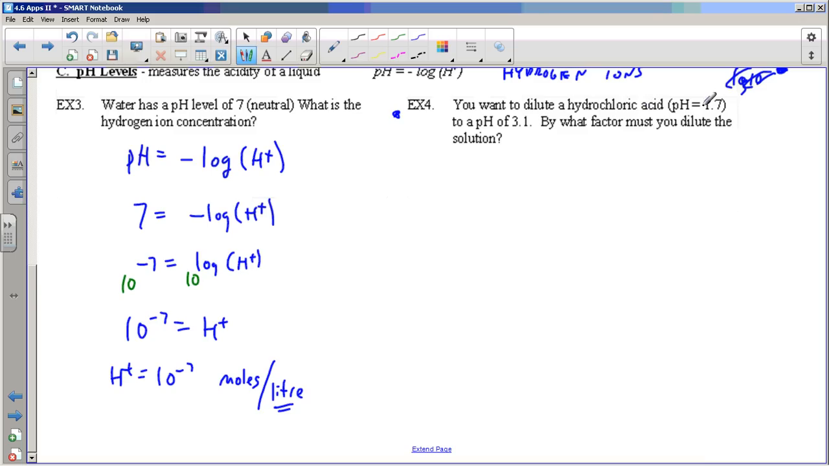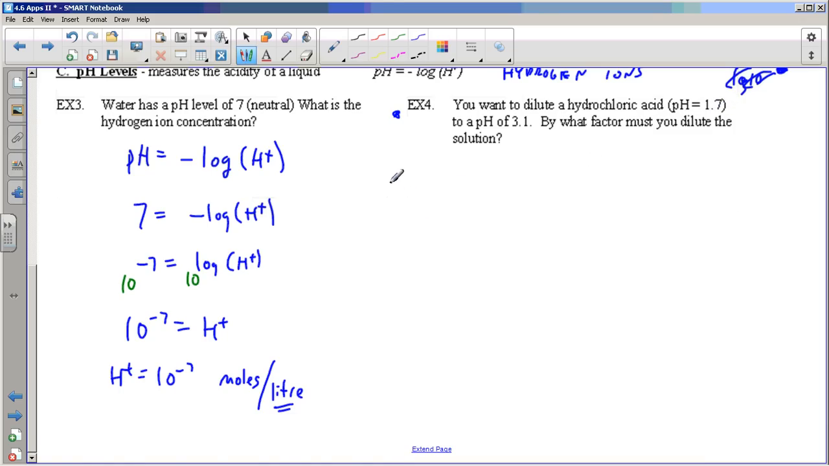What's kind of a more fun one is this one. You want to dilute hydrochloric acid to a pH of 3.1. By what factor must you dilute the solution? So this is similar to the decibel one and the Richter one, and we could think of how much more concentrated is hydrochloric acid than after you dilute it, right? How much more intense is one solution than another solution? And actually, we could just do the same calculation that we did for Richter, which is just subtract them and put them into an exponent 10. That works. But I'm going to actually go through the procedure and show you why that calculation, subtracting them and putting them into an exponent 10, works.